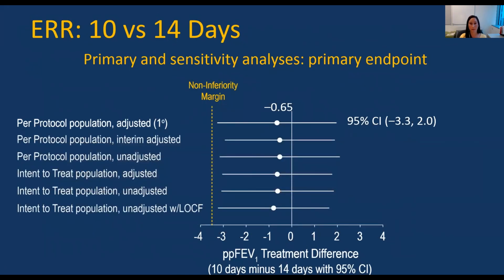We conducted some sensitivity analyses. These were predefined sensitivity analyses, and you can see again that all of those point estimates are within 1% predicted FEV1 of the 14-day group for the 10-day group, and the confidence intervals all exclude this non-inferiority margin of minus 3.5%.